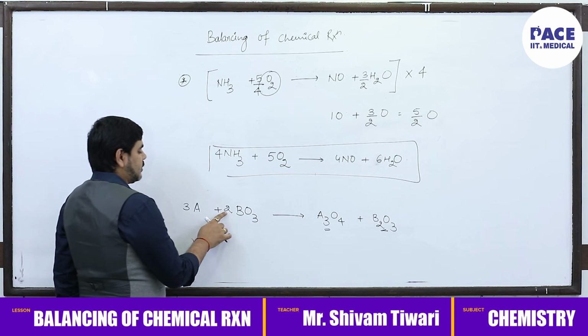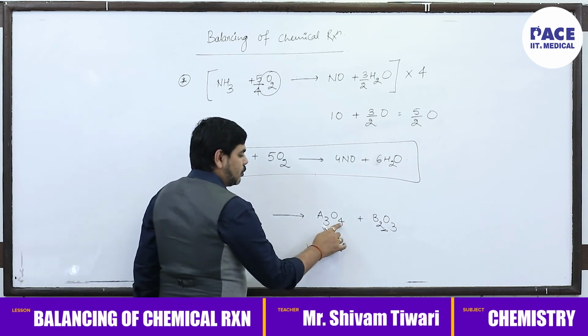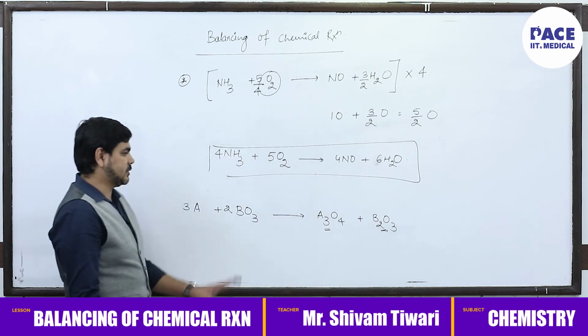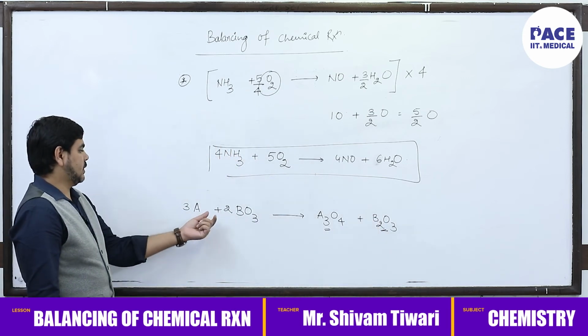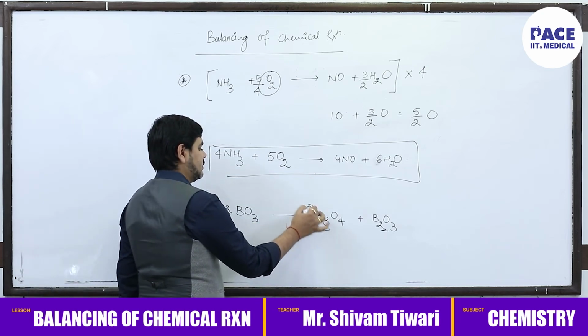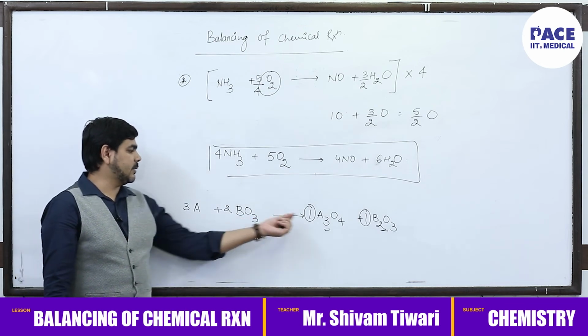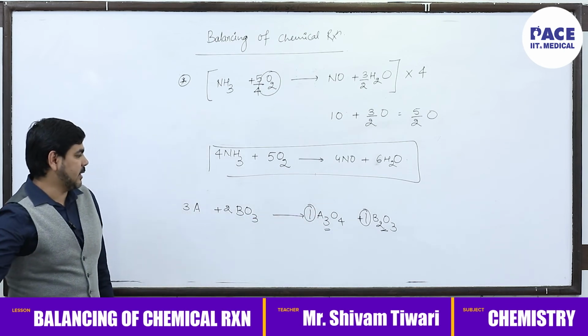Now if you calculate the number of oxygen atoms, you can see 6 over here and 4 plus 3, 7, over here. So it is not going to balance. This is the problem: we cannot assume 1 here and 1 there, and that's why this is not getting balanced, because we assumed 1 and 1.